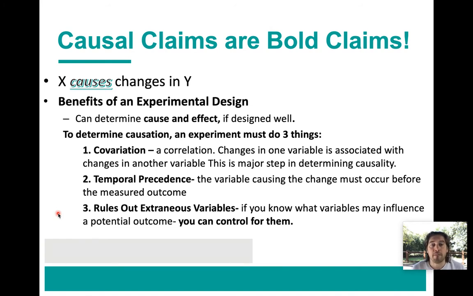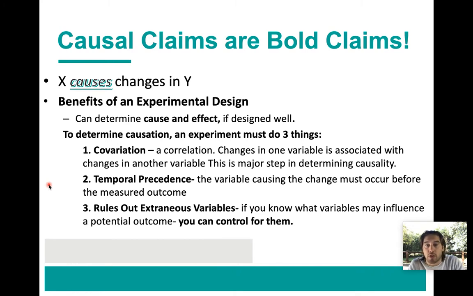As we've seen before, to determine causation, our experiment has to have three things. It has to have covariation, it has to have temporal precedence, and then we have to have basically internal validity. We have to rule out extraneous variables. We have to control for things. So what do we have to do to make something an experiment? Basically, we have to actively manipulate the world. As the experimenter, we have to go into the world and change something.